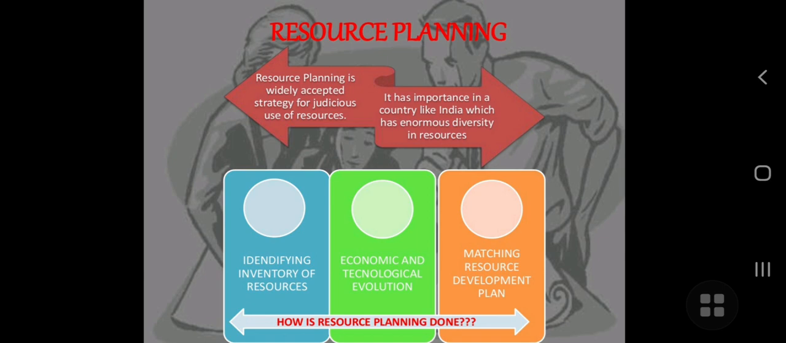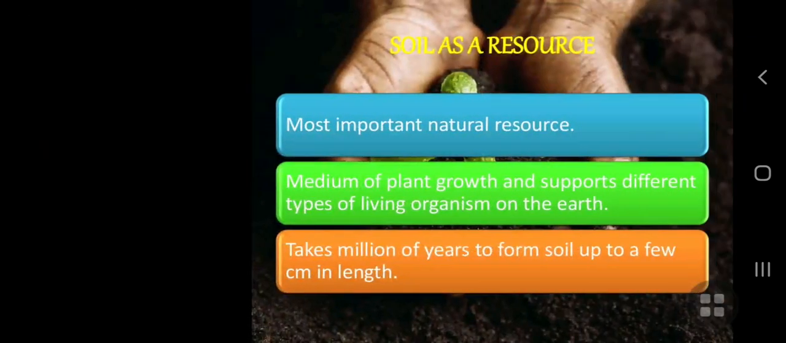As far as resource planning is concerned, it's a complex process which involves identification and inventory of resources across the regions of the country, which involves surveying, mapping, and qualitative and quantitative estimation and measurement of resources. Secondly, evolving a planning structure endowed with appropriate technology, skill, and institutional setup for implementing resource development plans, right? And thirdly, matching the resource development plans with overall national development plans.